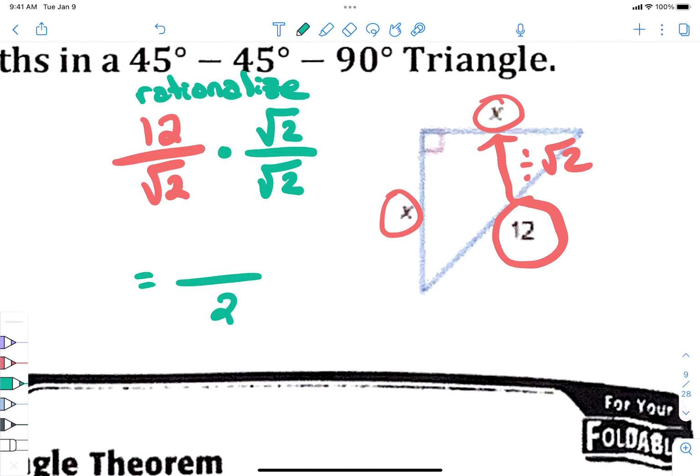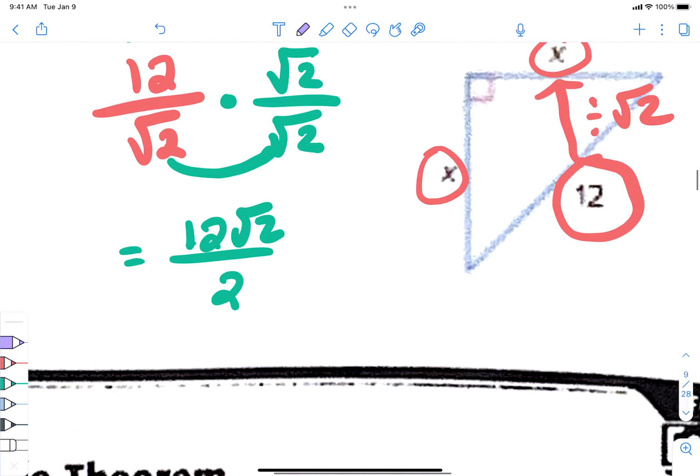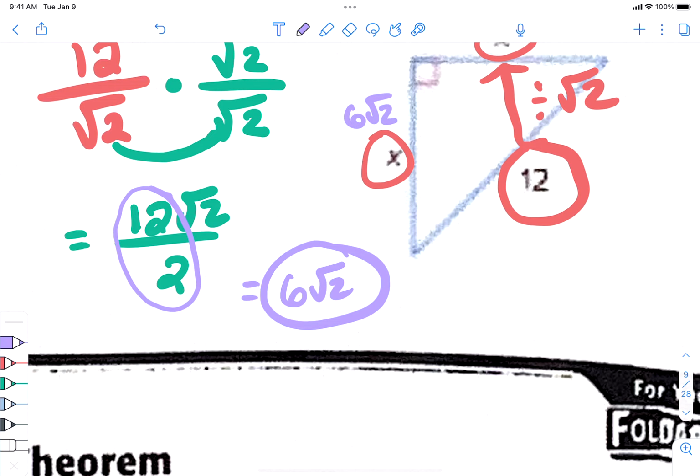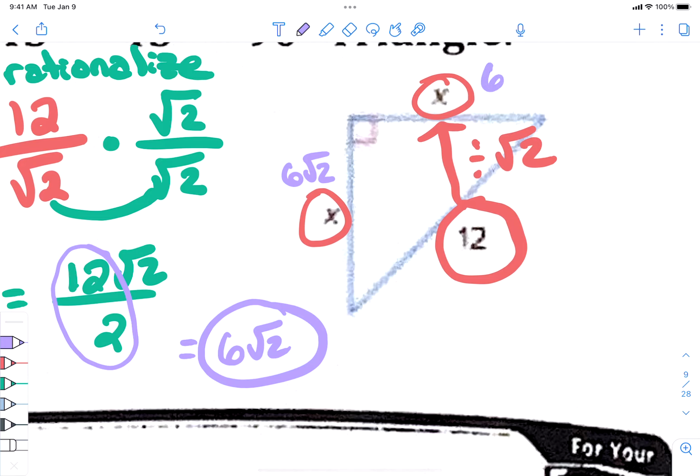Does that make sense? Okay, so we said that the square root of 2 times the square root of 2 is 2 on the bottom. What's 12 times the square root of 2? 12 square roots of 2, right? Okay, but we're not quite done yet because at this point, these two can reduce, right? 12 and 2 becomes 6 square roots of 2. That's what each one of these legs is, 6 square roots of 2. Does that make sense? A little bit, yeah.